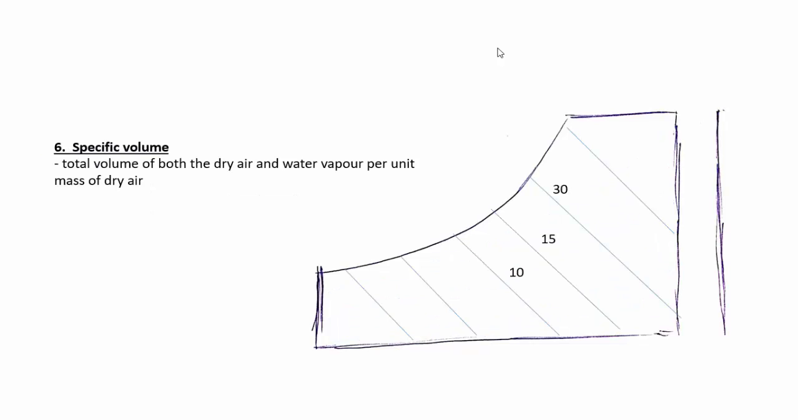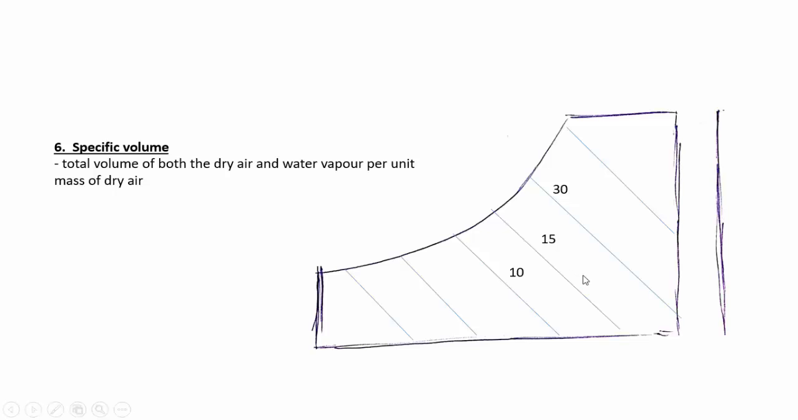The other is specific volume. The specific volume is also represented by lines. This line is not parallel with the wet bulb temperature or the enthalpy line.